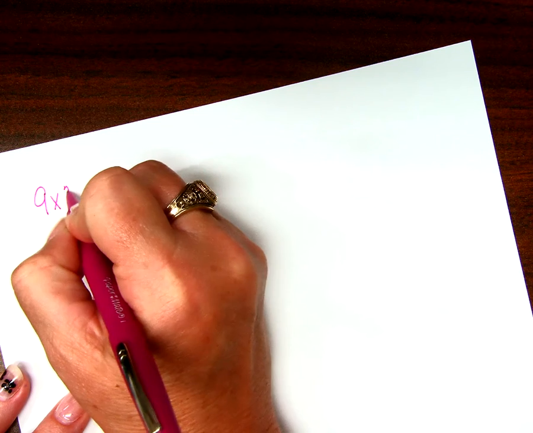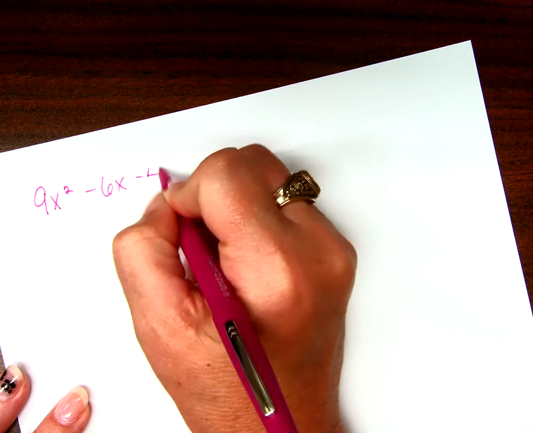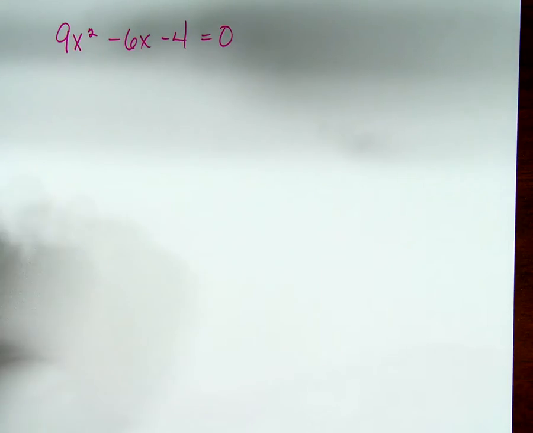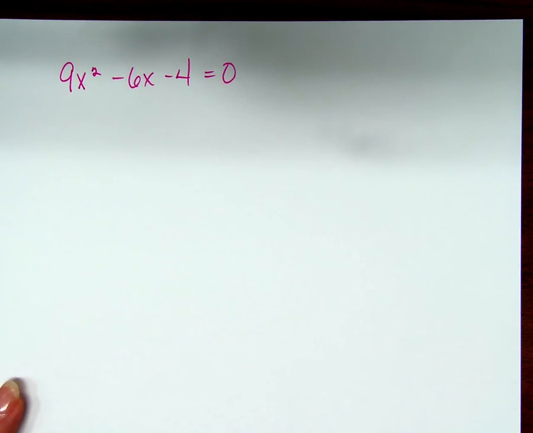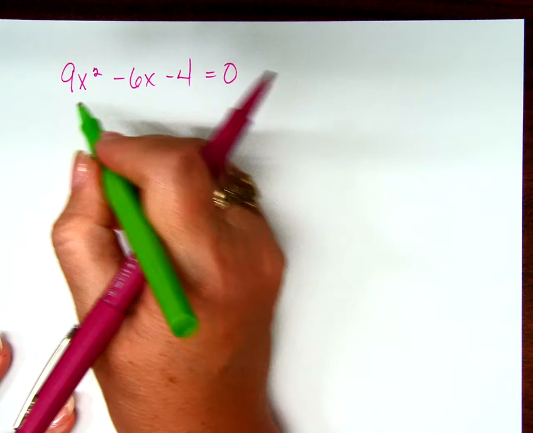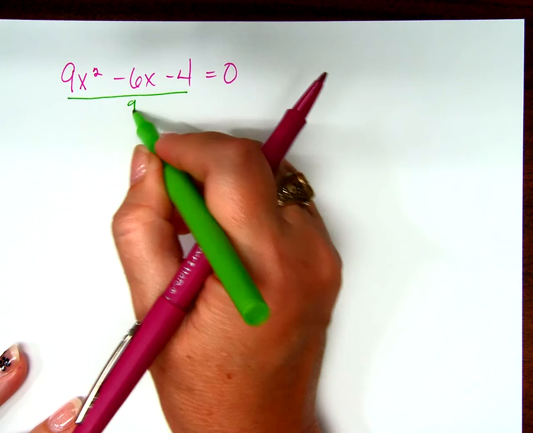9x squared minus 6x minus 4 equals 0. So what do we do first? Can I complete the square if my leading coefficient's not 1? So I have to make it be 1. I have to divide everything by 9.